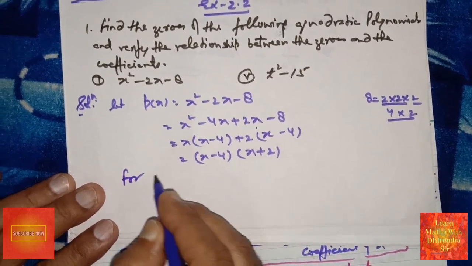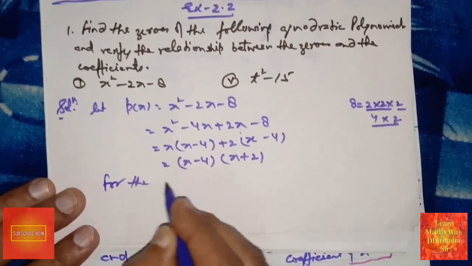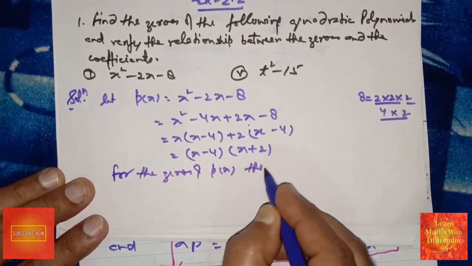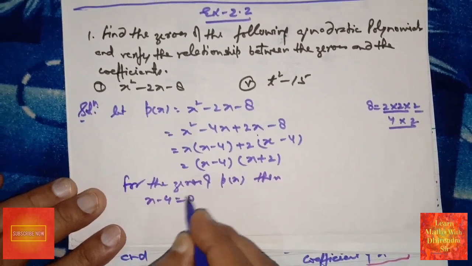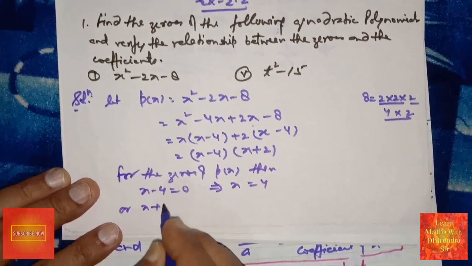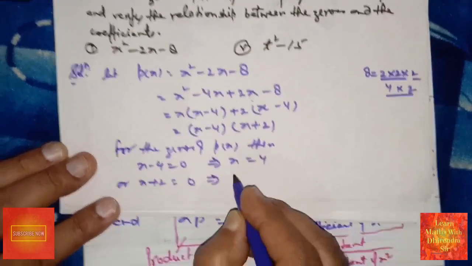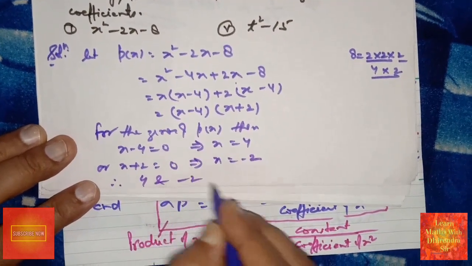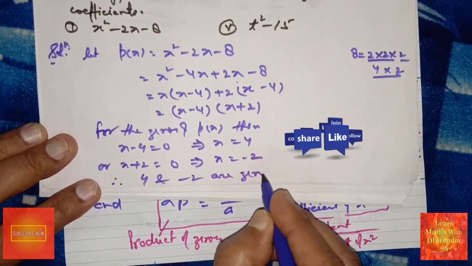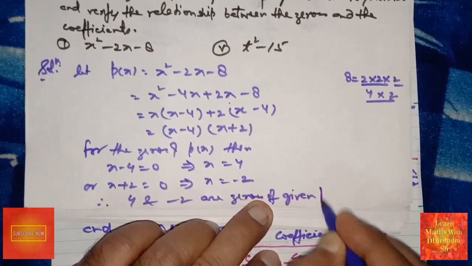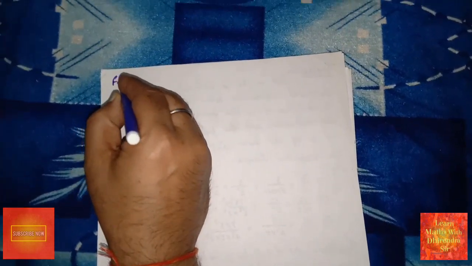You know very well what is the zeros. So for the zeros of p(x), then x minus 4 equal to 0 implies x is equal to 4, or x plus 2 equal to 0 implies x is equal to minus 2. So therefore 4 and minus 2 are zeros of the given polynomial p(x). Is it clear?